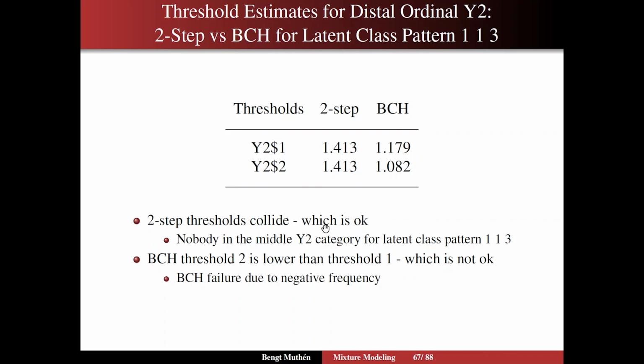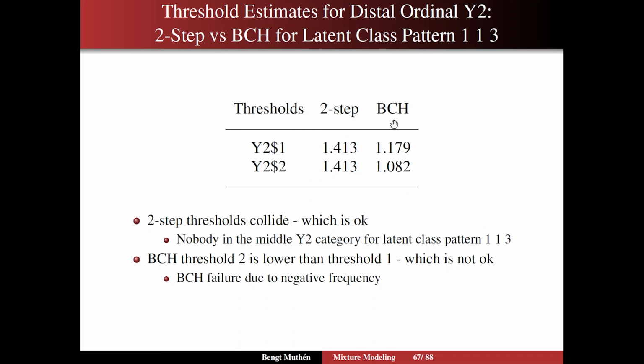But when the thresholds are the same, they collide, and then nobody is in that middle category. And that's okay for two-step. They collide, but it doesn't hurt the estimation. It doesn't come to a halt. And it just reflects that nobody is in the middle Y2 category for latent class pattern 113. It's not an empty latent class pattern. There are people there. They just happen to have nobody in the middle category for Y2.